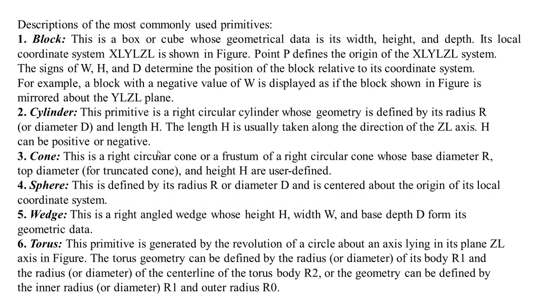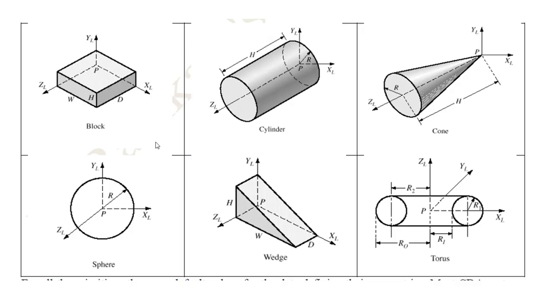The second is the cylinder. This primitive is a right circular cylinder whose geometry is defined by its radius r and length h. The length h is usually taken along the direction of the ZL axis. h can be positive or negative. Such a description as per this diagram is mentioned here: block, cylinder, cone, sphere, wedge, and torus.